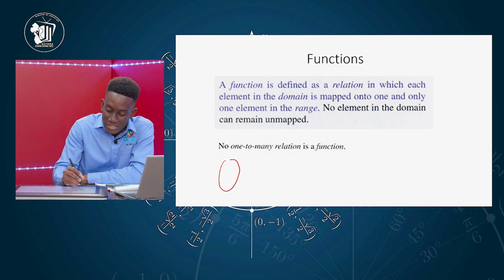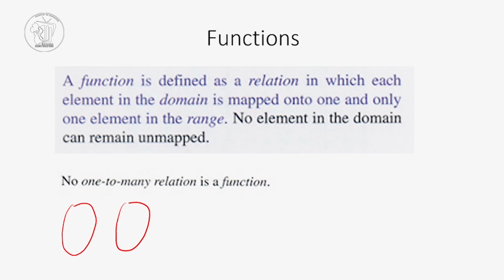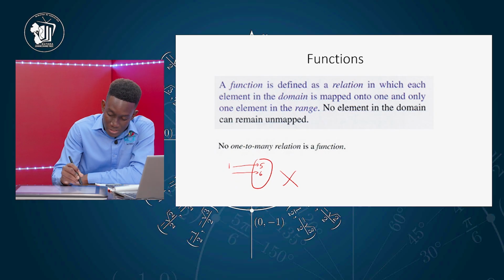So what that is saying, if we have an arrow diagram like this, let's say 1, 2, 3, and you have 5, 6, and we have 1 going to 5, 2 going to 6, and 3 not going anywhere, this cannot be a function because the 3 is unmapped. So this is not a function.